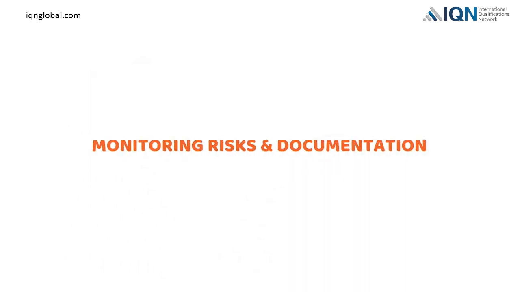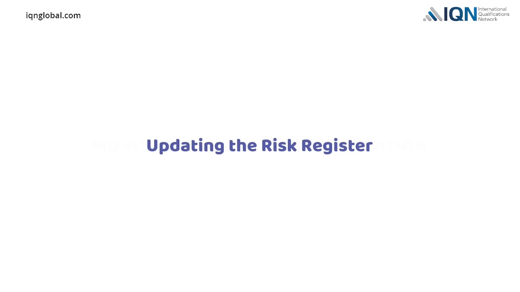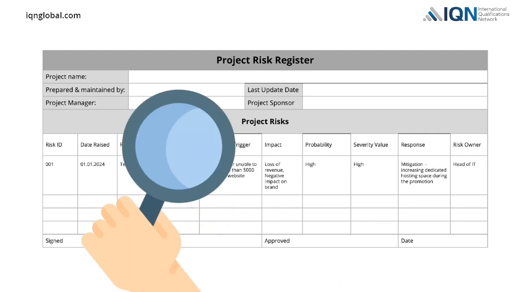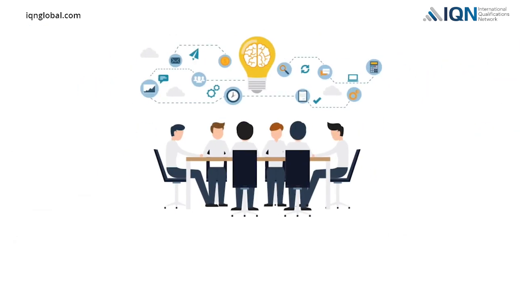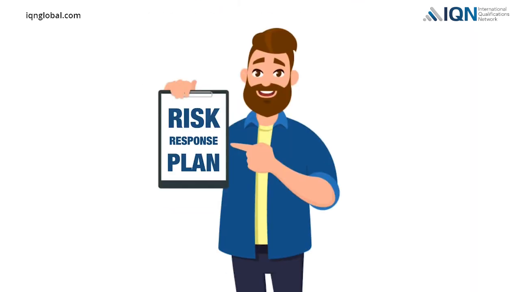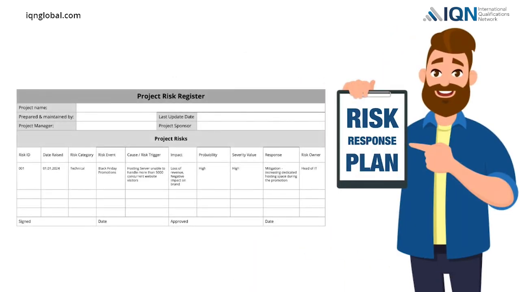Monitoring risks and documentation. Updating the risk register. The risk register needs to be regularly reviewed and updated throughout the risk monitoring process. This ensures that the project team is aware of the potential risks and ready to implement the planned responses as required. Every time a risk response is executed, the risk register has to be updated with the information on the action taken by the project team.